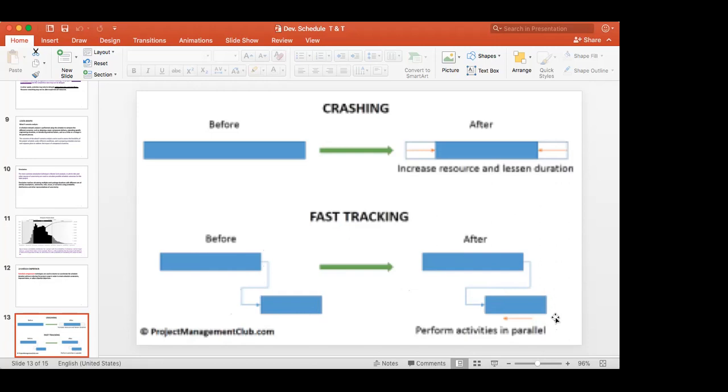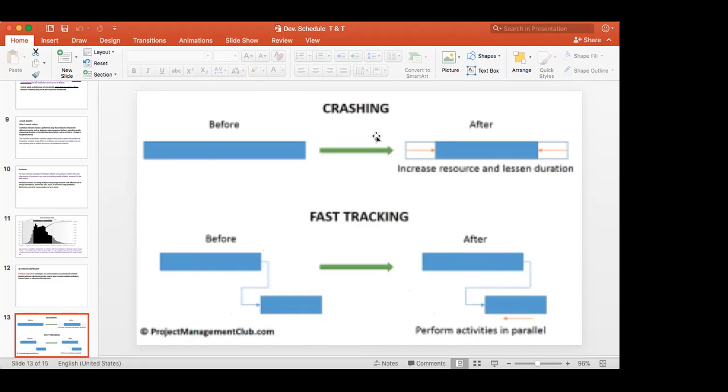So what is fast tracking? Perform activities in parallel. You didn't wait until the previous activity finished. So you can do that. Some activities you can do, some activities you can't. So this is what you call fast tracking. This is crashing, this is fast tracking.